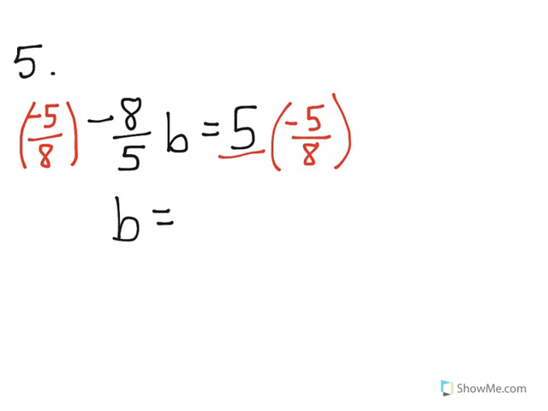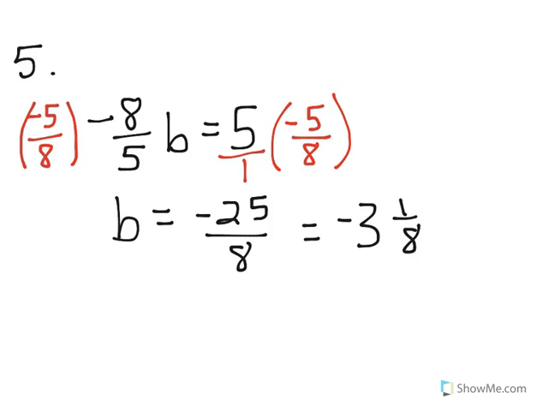I need to recognize that the 5 has that denominator of a 1. So for my numerators, I have 5 times negative 5, which is a negative 25, over 1 times 8 is 8. And if you were to simplify this fraction, you can do 25 divided by 8, which is 3 times, leaving 1/8 left over.